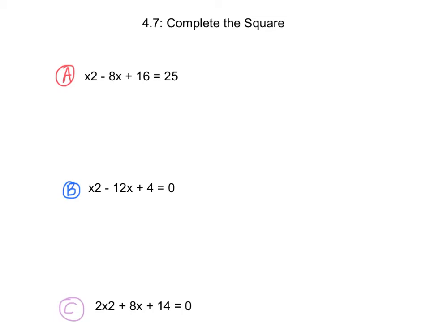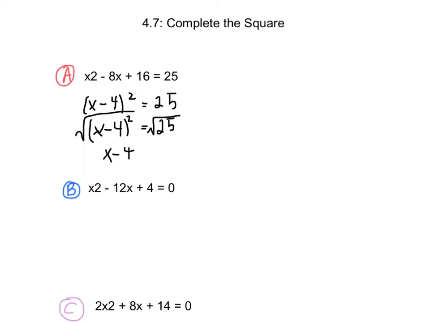So we can recognize that x squared minus 8x plus 16 is the same thing as (x minus 4) squared. So to solve for x, we will take the quantity (x minus 4) squared and take the square root of both sides. Now we simply have x minus 4 equals plus or minus 5. Solve for x and we get 4 plus or minus 5, which can either be 4 minus 5, so negative 1, or 4 plus 5, which is 9.